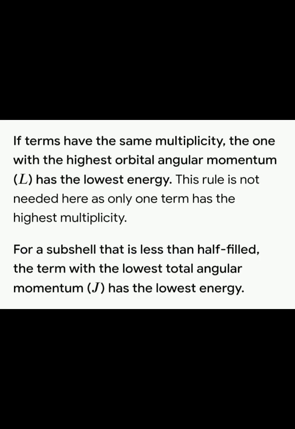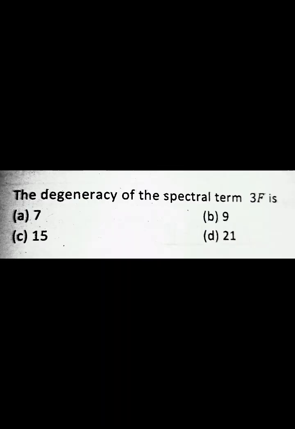If the terms have the same multiplicity, the one with the highest orbital angular momentum, that means the highest L value, should have the lowest energy. Then for a subshell that is less than half filled, the term with the lowest J has the lowest energy. Next question: the degeneracy of the spectral term 3F is dash.